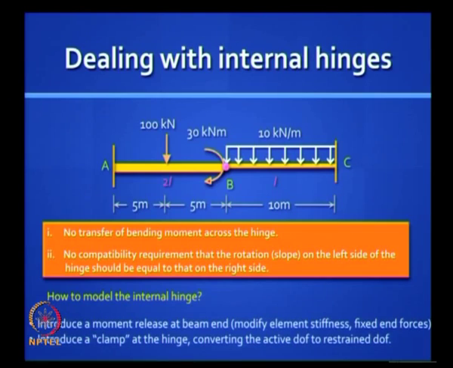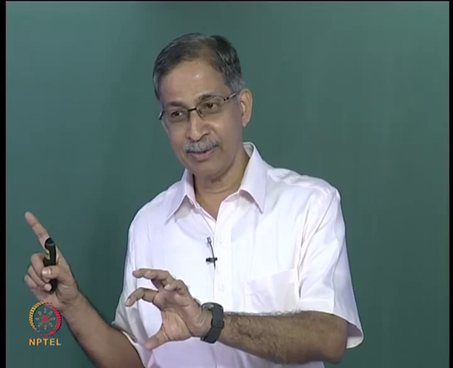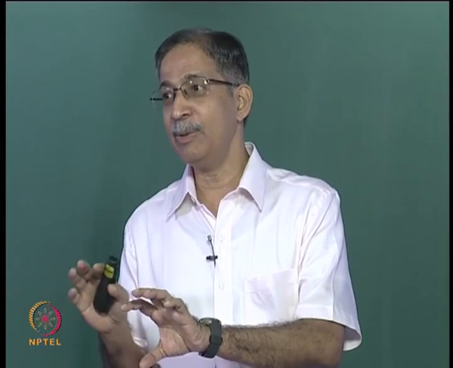Right. This is not the time to think aloud because it takes a lot of effort to get a proper solution. So here it is: introduce a moment release at the beam end and modify your element stiffness and fixed end forces, which is what we did in the reduced element stiffness method. Remember, whenever there was a hinge we took advantage of it, but we never took advantage of an internal hinge. We will do it there also.